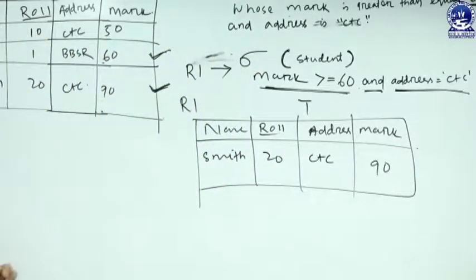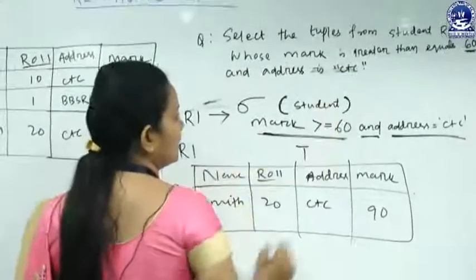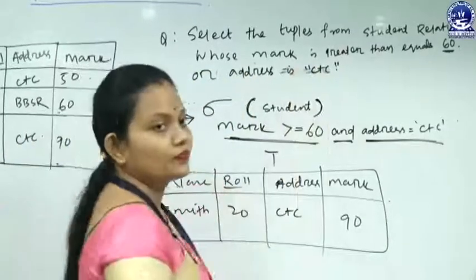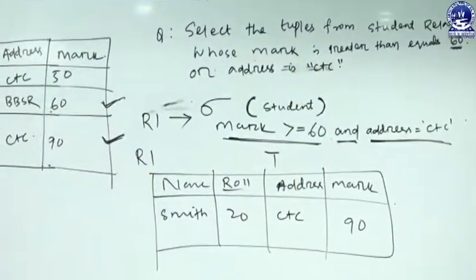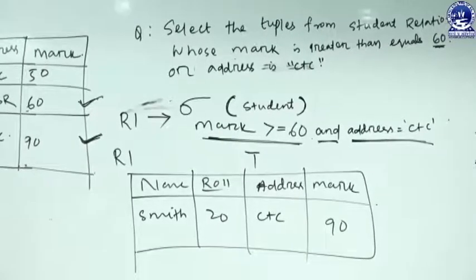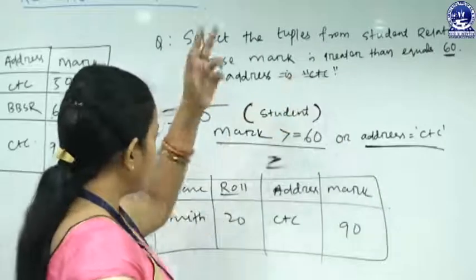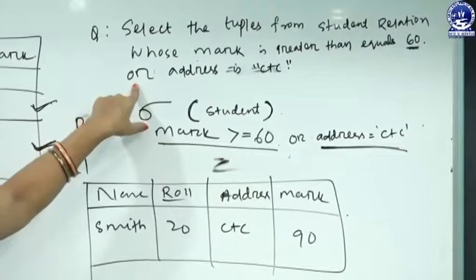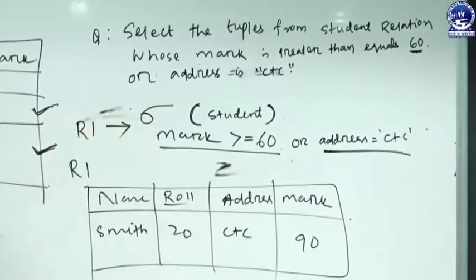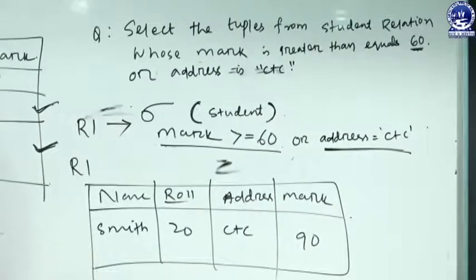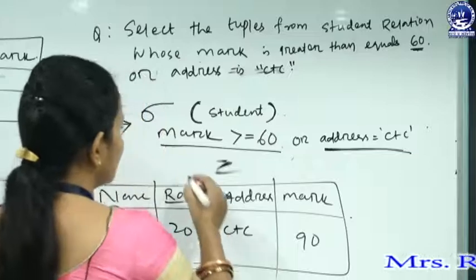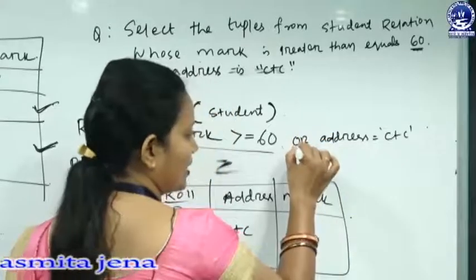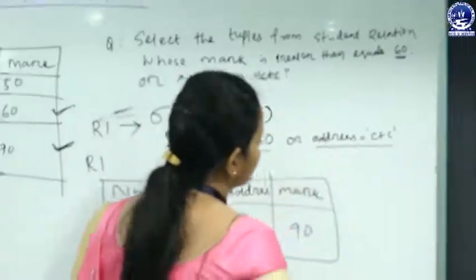If instead of AND the query is given as: whose mark is greater than or equal to 60 or address is CTC. In the previous example I used the AND operator. If it is OR, then what will be the result? First we must write the relational algebra for the select operation. So the select condition is mark greater than or equal to 60, and instead of AND we write OR, then address equals CTC.